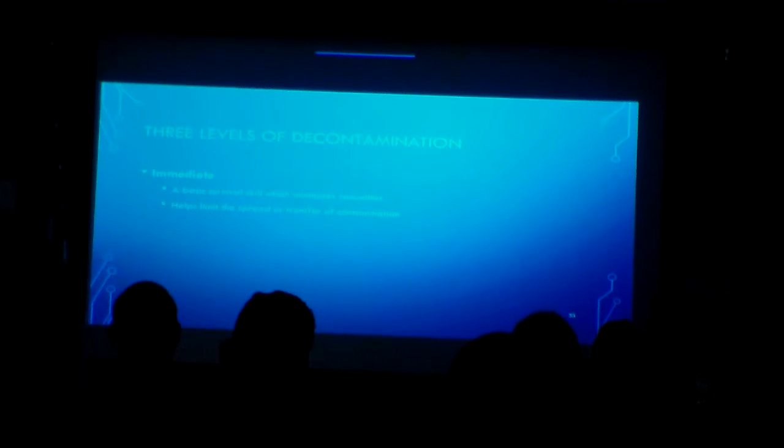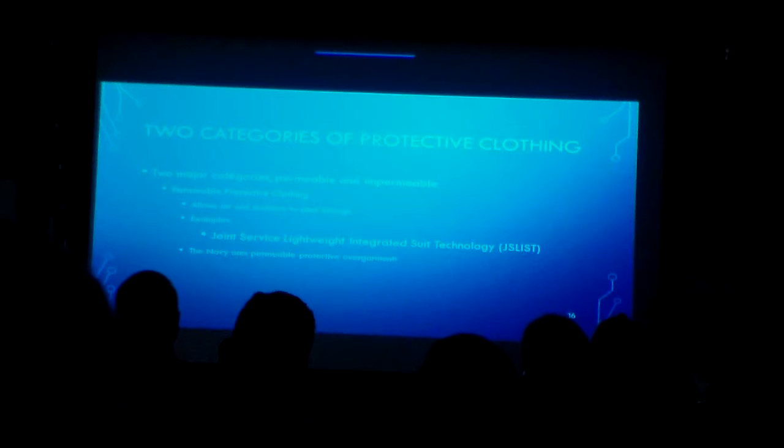Three levels of decontamination. Immediate is a basic-level survival skill which minimizes casualties and helps limit the spread or transfer of contamination. Operational removes gross contamination, reduces contact hazard, and limits spread of contamination. Thorough reduces contamination to the lowest detectable level that the unit can achieve, and allows for a reduction or elimination of MOPP. Two major categories: permeable and impermeable.